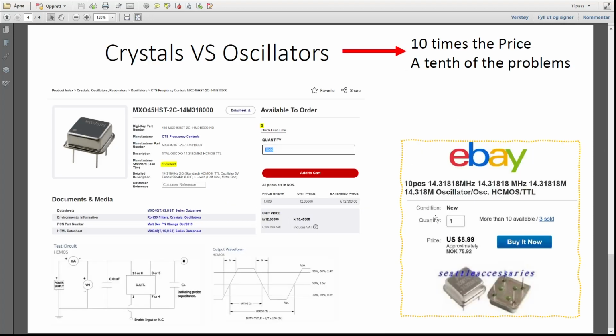But what we should have done in the beginning is actually to buy one of those. This is not a crystal, as many call this circuit. This is an oscillator. It's a finished oscillator, and it has a TTL compatible output. So you feed this with 5 volts and an enable pin, and you get a square wave with the desired frequency out of this box. And here you can see on eBay you can actually buy 10 pieces of this crystal oscillator with the frequency we need for about $9.